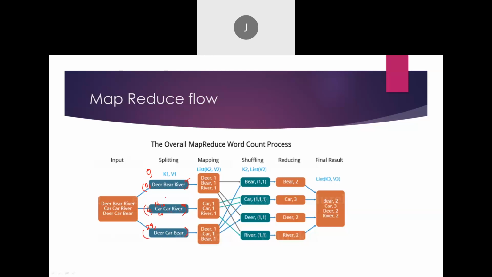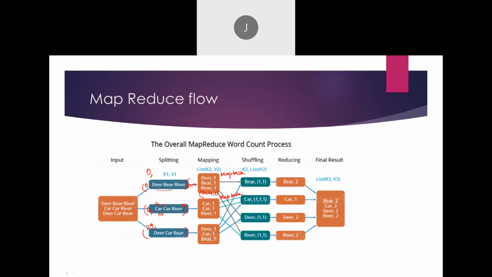This is the input split, and each line starts one map task. Each line will start one map task. This line gives the intermediate result, the mapping output: deer has occurred once, bear has occurred once, and river has occurred once. Even if it has another word like deer, we will again write deer has occurred once. This is the intermediate result.